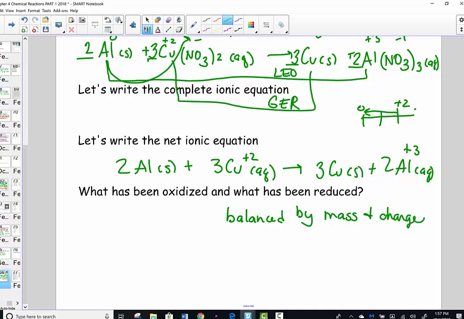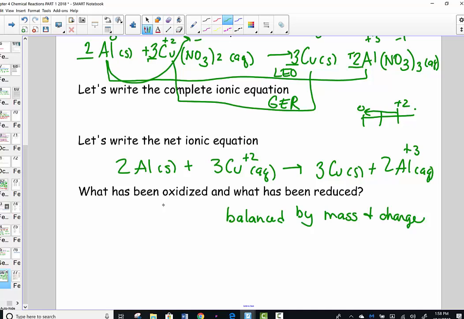What do I mean by that? By mass, I go, okay, 2 aluminums, good. 3 coppers, good. So I'm using my coefficients to balance the number of each type of element. But what else is true about that equation? On the left side, what's the net charge of 3 aqueous ions of a +2? +6. Over on the right side, what's the net charge of 2 aqueous ions at +3? +6. I have to have them balanced by both mass and charge for a redox reaction.